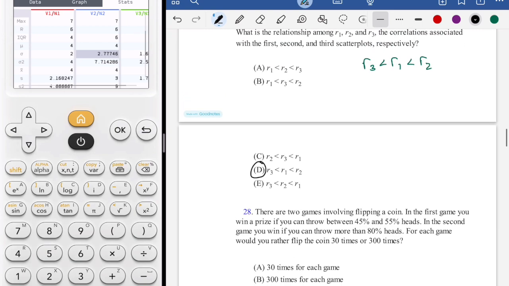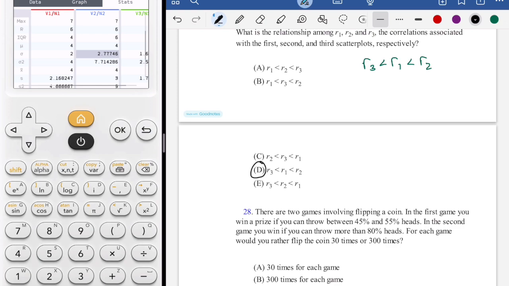Number 28. Two games involving flipping a coin. In the first game, you win a prize if you can throw between 45 and 55% of the coin outcomes being heads. In the second game, you win if you can throw more than 80% heads. For each game, would you rather flip the coin 30 times or 300 times? Fair coins? I'm assuming. They don't say it one way or the other.